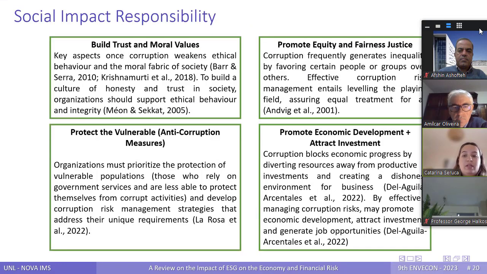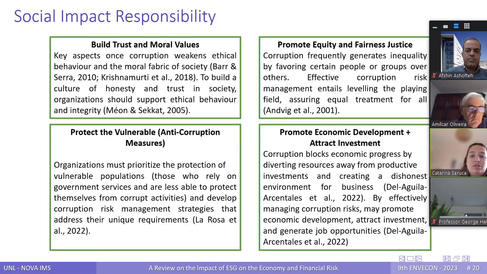The results of this literature review show, regarding social impact responsibility, that it is very important, firstly, to build trust and moral values, to promote equity, fairness and justice, to protect the vulnerable, and finally, to promote economic development and, of course, attract investment.